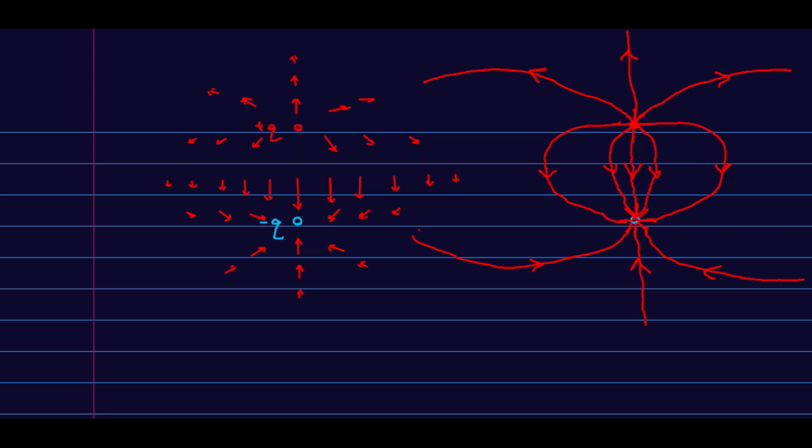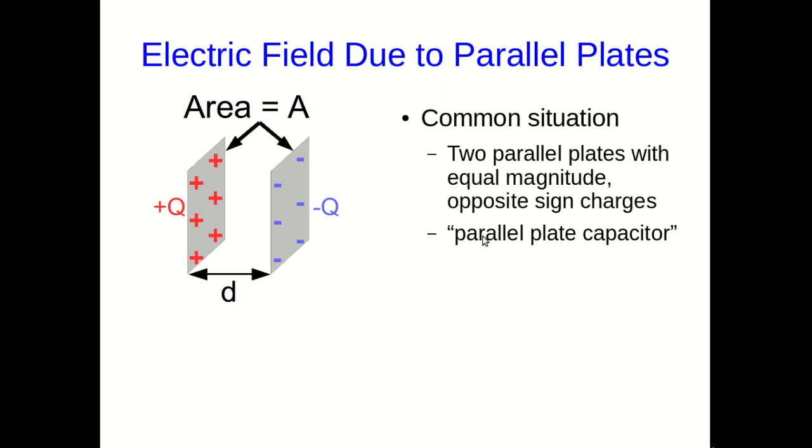And the field is tangent to these lines everywhere you've drawn a line. And the other thing is that where the lines are packed close together, like they are here, the field is stronger. A very common situation, because it comes up in a lot of technological applications, is the electric field due to parallel plates with charge on them.